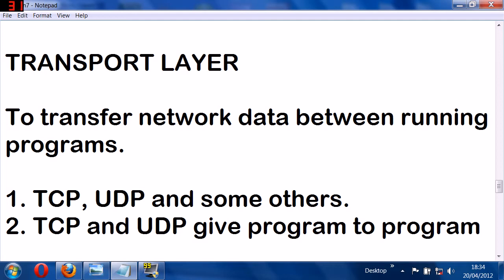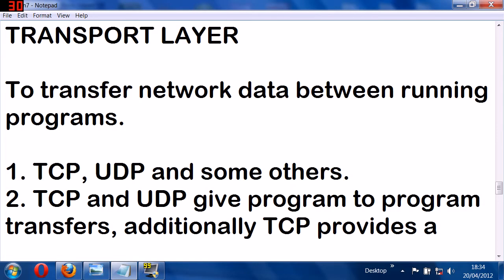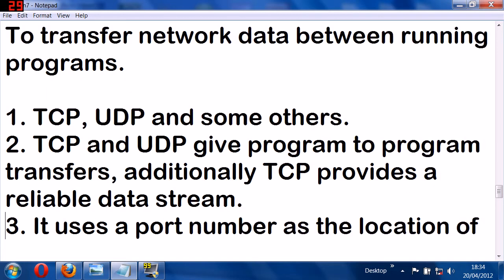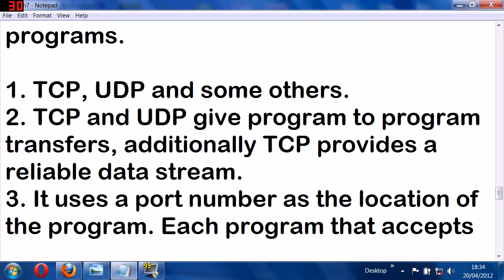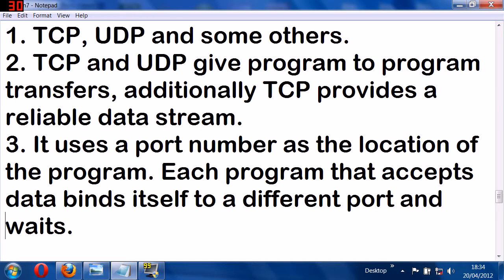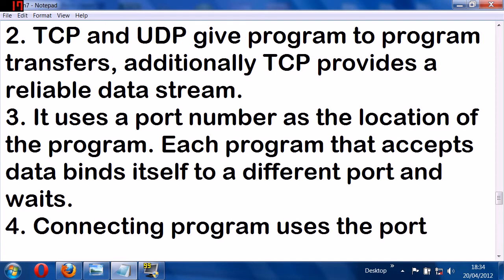Okay. So TCP and UDP give program-to-program transfers. Additionally, TCP provides a reliable data stream. So many people prefer to use TCP because you've got a reliable data stream. Data can go in and out more easily. It uses a port number as the location of the program. So each program that accepts data binds itself to a different port and waits. So the computer can have as many ports as you want.